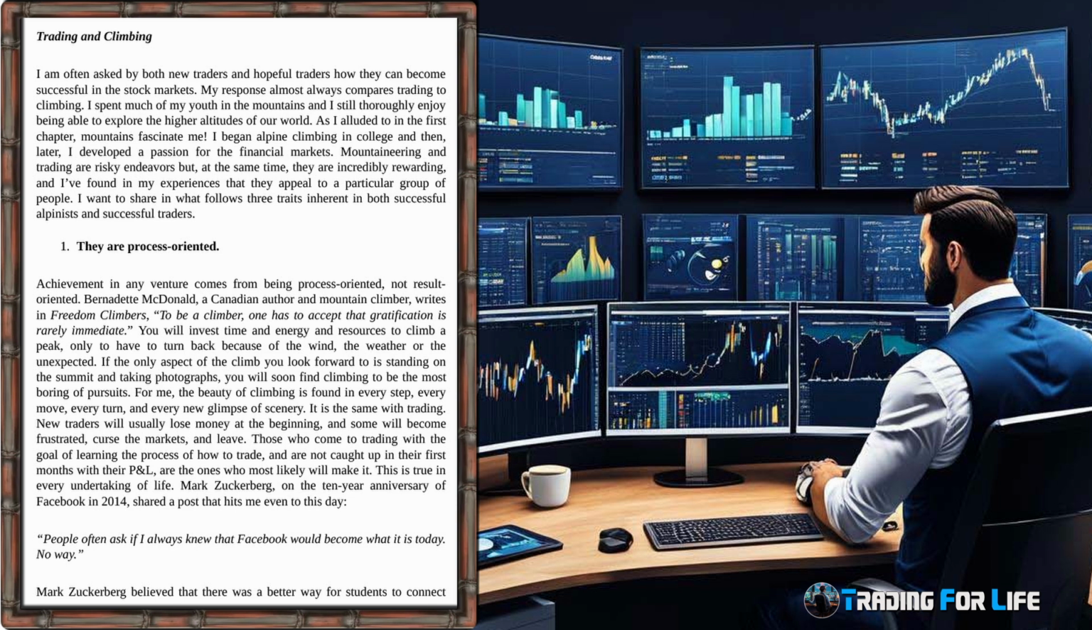Mountaineering and trading are risky endeavors, but at the same time, they are incredibly rewarding, and I've found in my experiences that they appeal to a particular group of people. I want to share in what follows 3 traits inherent in both successful alpinists and successful traders. 1. They are process-oriented. Achievement in any venture comes from being process-oriented, not result-oriented.